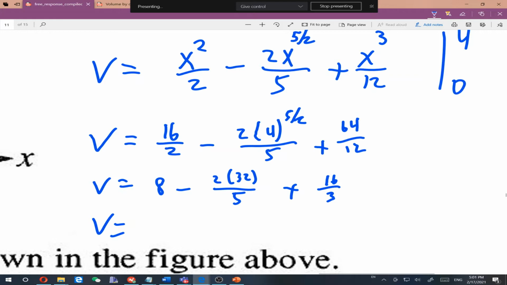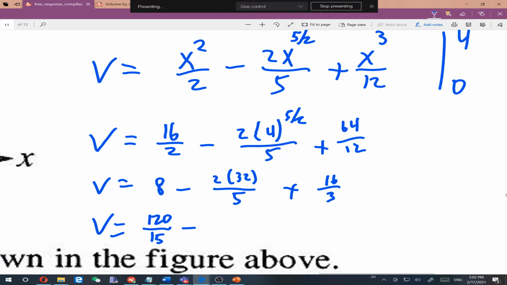The greatest common factor. Okay, which is 15. Okay, what is 15 times 8? 15 times 4 is equal to... 15 times 8 is equal to 120. So 120 over 15, minus 64 over 5.